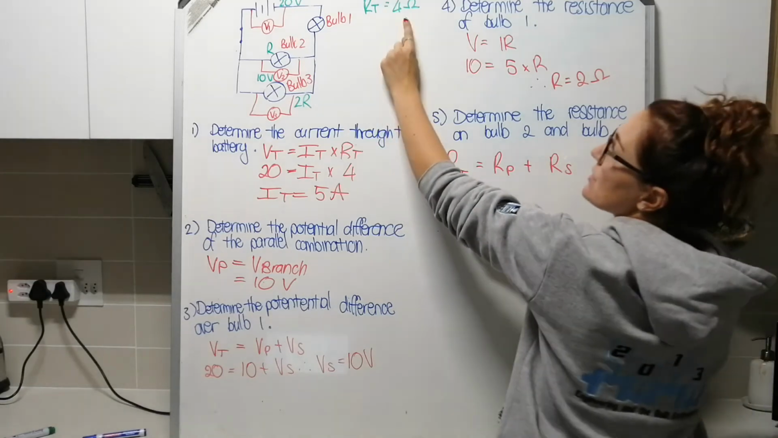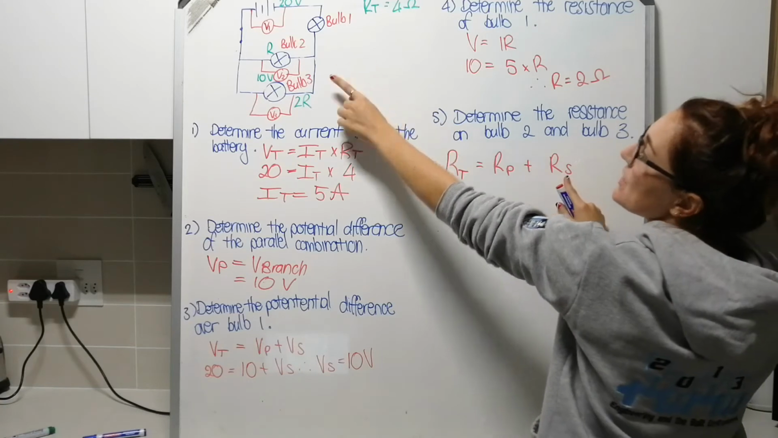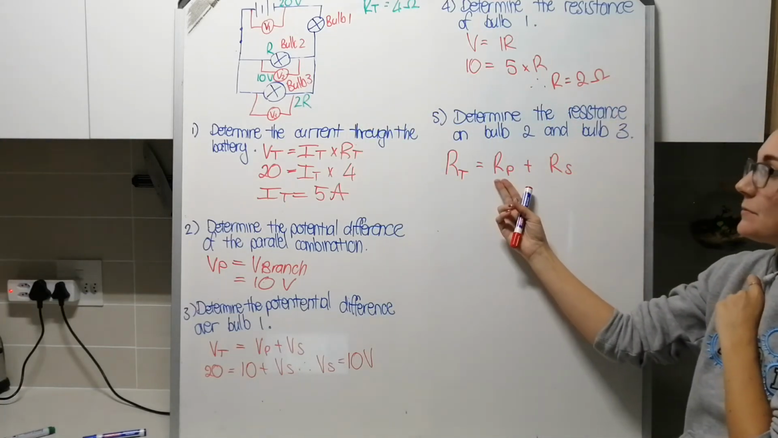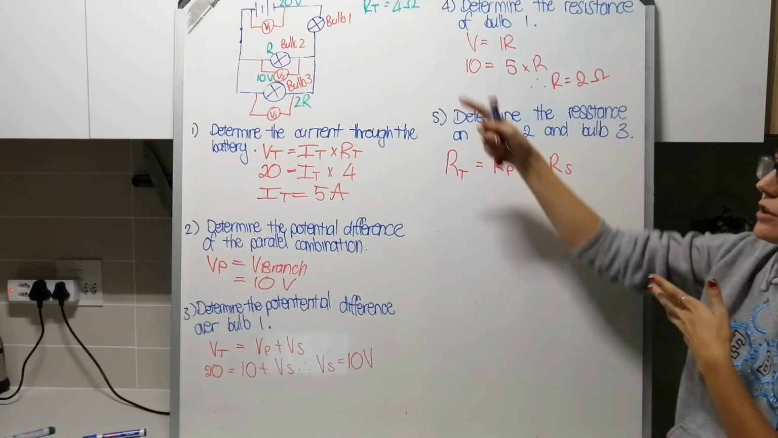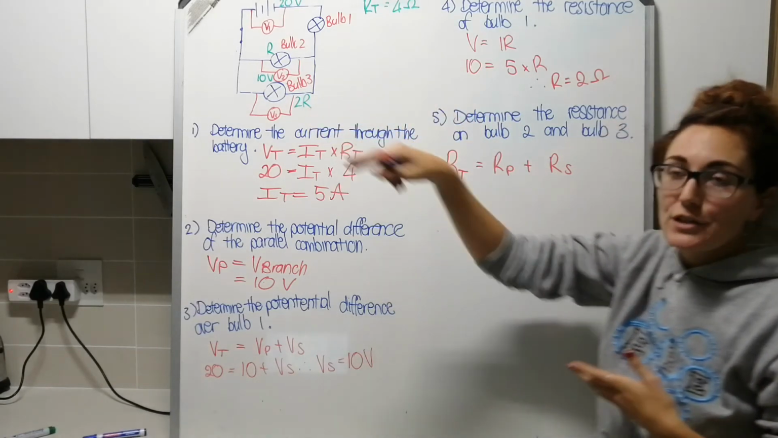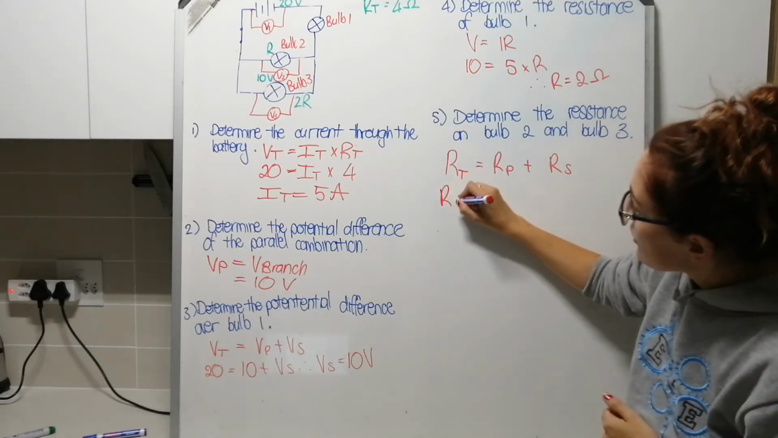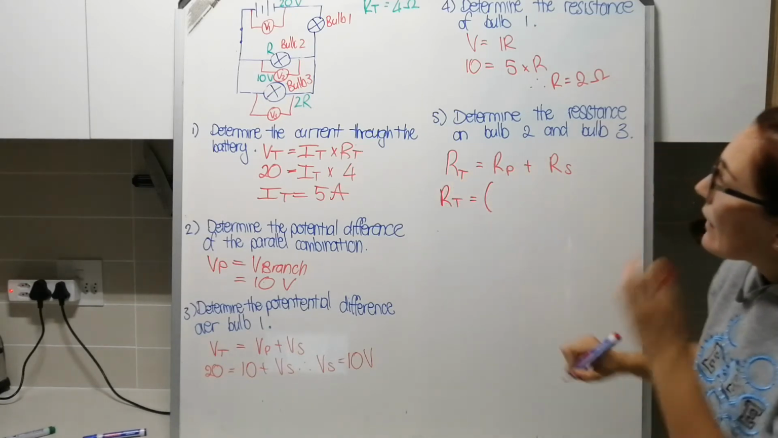We know the total resistance, we know the series resistance, we just worked it out, it's 2 ohms. And the parallel resistance is a combination of bulb 2 and bulb 3. So this is going to help us. Okay, so we've got to expand this. Our total equals our parallel.